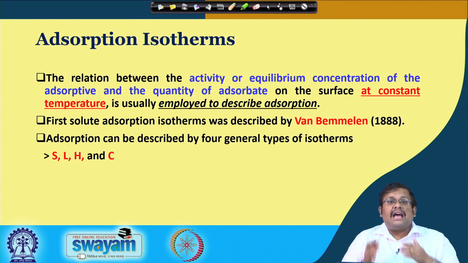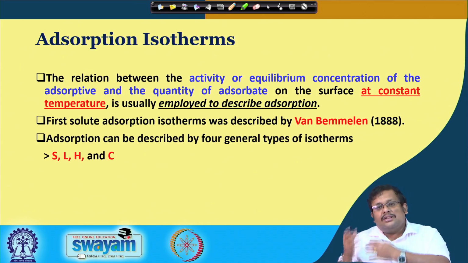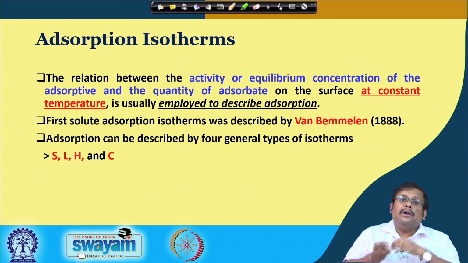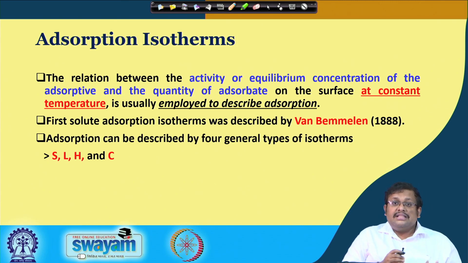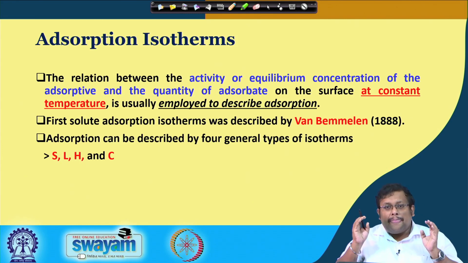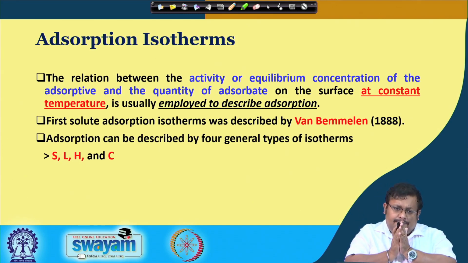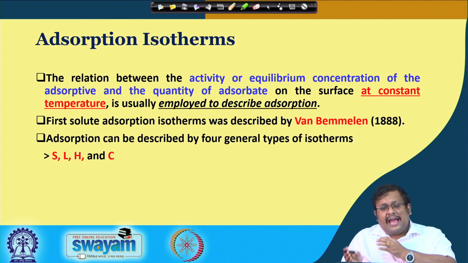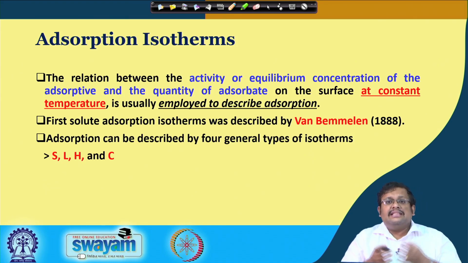So, that is why it is known as an isotherm, and we basically see the relation between the activity or equilibrium concentration of the adsorptive. In other words, the concentration of a particular ion in the solution and its quantity as adsorbate on the surface. So, basically the partition or concentration of a particular metal ion in the salt solution as well as on the clay surface is denoted by adsorption isotherms at a constant temperature. We use these adsorption isotherms to describe the adsorption process.